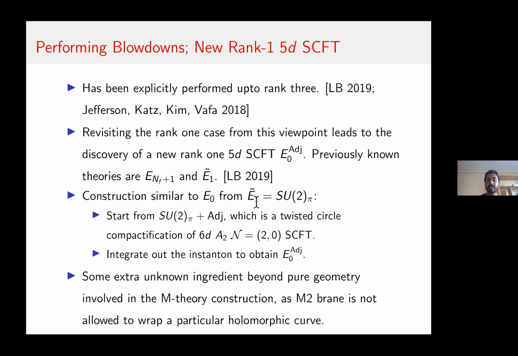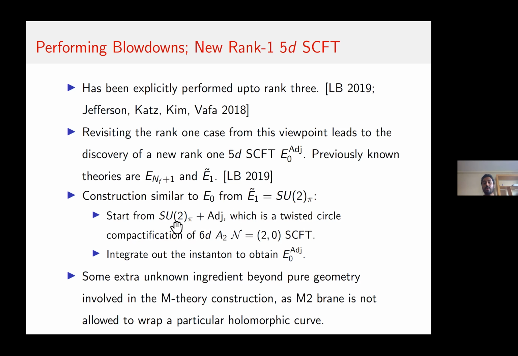So now, instead of starting from E1 tilde, which corresponded to the 5D gauge theory SU2 with discrete theta angle pi, we now start from this 5D theory SU2 with discrete theta angle pi, and we add an adjoint hyper to it. So this 5D theory lifts to not a 5D SCFT, but a twisted circle compactification of 6D A2 N equals (2,0) SCFT. And now if we integrate out the adjoint from it, we go to E1 tilde.